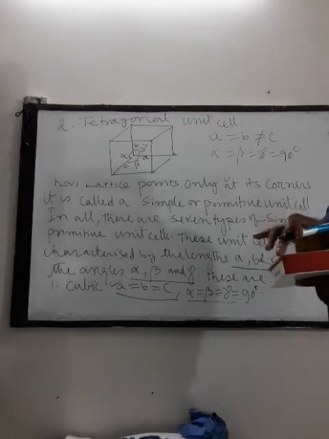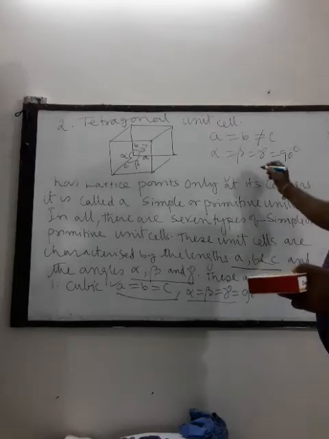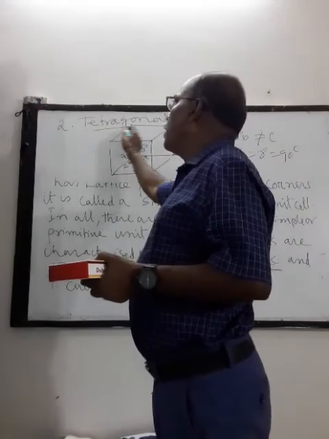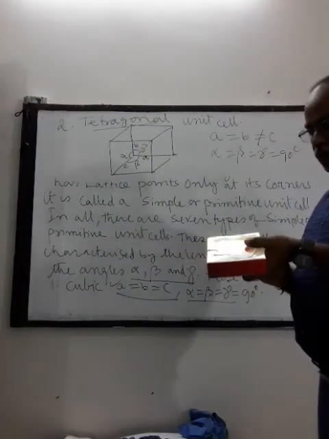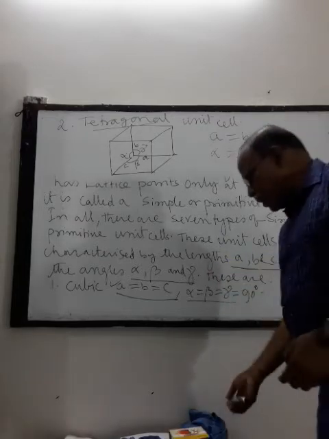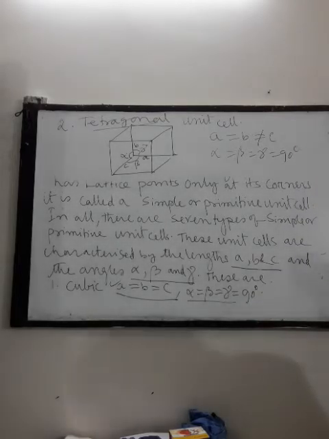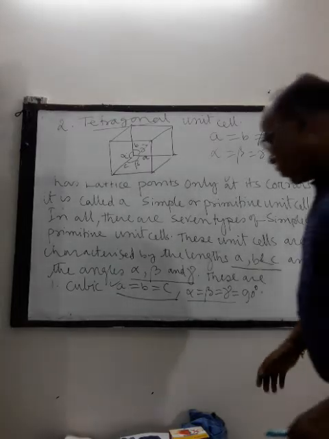So if two sides are the same and one side is different, but all angles are 90 degrees, then such a unit cell is called a tetragonal unit cell. So for the simple cubic unit cell, all sides are the same and angles are equal to 90 degrees. For the tetragonal unit cell, two sides are the same, the third side is different, and here also all angles are equal to 90 degrees. The third one is called orthorhombic.